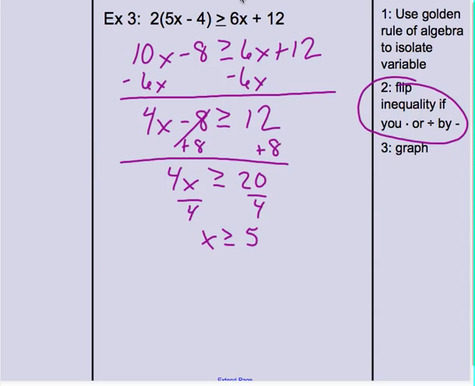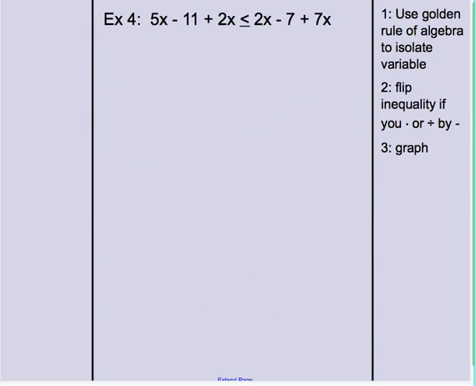So graphing this one, 5 goes in the middle, we have 6 and 4 on either side. This time it's an or equal to, so we're going to close the circle. X is greater than, so we're going to shade to the right. A couple more for this video, and then in the next video we'll see some special solutions.